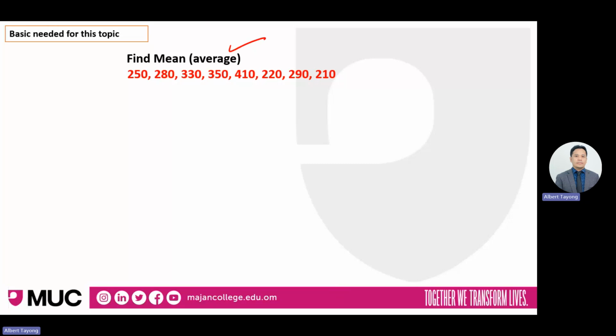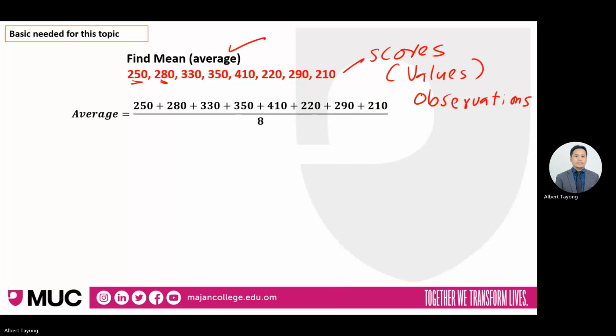So assuming that we have these scores here or numbers, 250, 280, 330, 350 until 210, we call these scores in statistics, or our values, and also we can call these our observations. Find the average of this data.